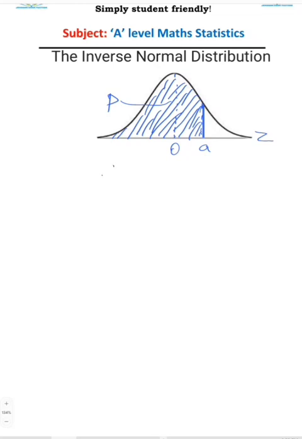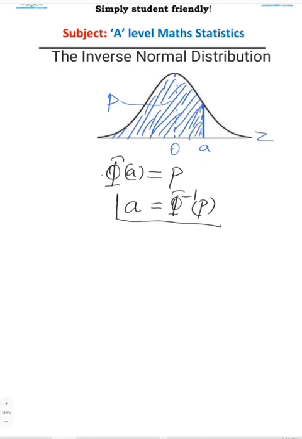Then phi of A, because it is the area to the left of A that is shaded, corresponds to the probability P that has been given. To have that Z score A that gave that probability P, I would need to use the inverse phi function. So I would take inverse phi of both sides of the equation so that I now get A to be equal to phi inverse of P. That would give me the relationship between A and P, where A has been made the subject this time.